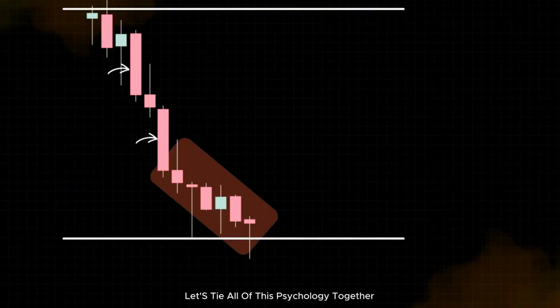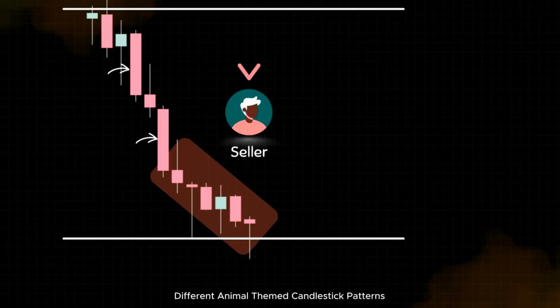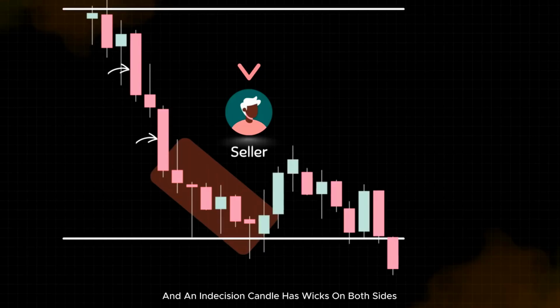Let's tie all of the psychology together, making it as simple and easy to understand as possible. Instead of memorizing 50 different animal-themed candlestick patterns, I just want you to remember these 3 core psychological traits. A momentum candle has a big body. It signals dominance, but beware, because it's often a trap. A reversal candle has a long wick, which absolutely screams price rejection. And an indecision candle has wicks on both sides, indicating pure market confusion.